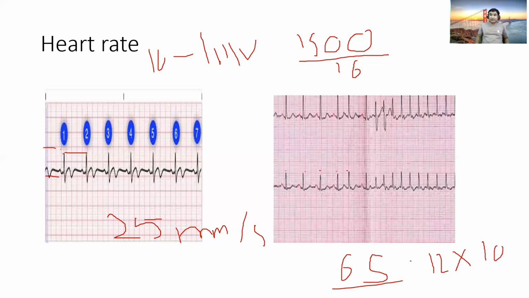So for an irregular rhythm, you count the R peaks in 6 seconds. You mark 6 seconds on the ECG, because 25 mm is 1 second: 1 second, 2 seconds, 3, 4, 5, 6 seconds. Then you count the R peaks in those 6 seconds and multiply by 10 to get the rate for 60 seconds. This is how we calculate the heart rate in our day-to-day clinical practice.